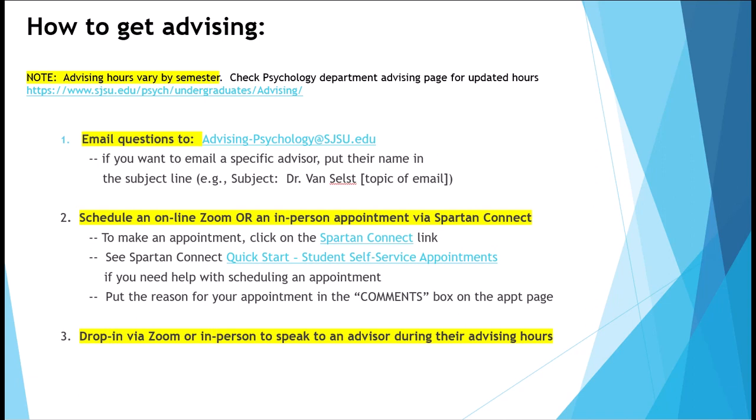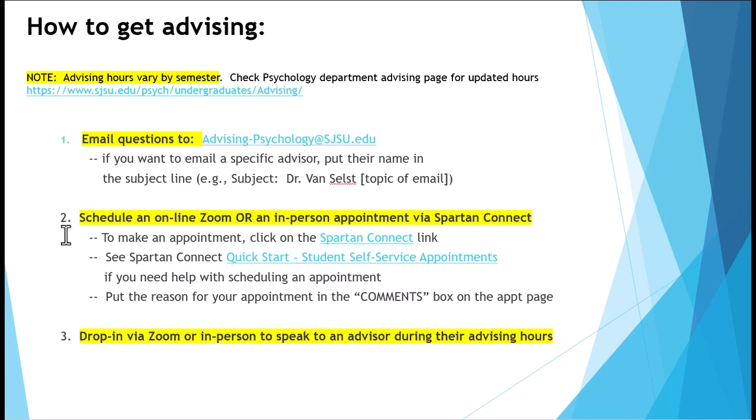There are 3 ways to get advising and to contact a psychology department major advisor. So the first way is simply just to email any questions to this advising email address. Okay, so please use this email address if you have any advising questions. And if you want to email a specific advisor, please put their name in the subject line. So for instance, if you want to speak specifically to Dr. Van Seltz, please put his name in the subject line and also the topic of your email. That way the advisor knows what you're contacting them about.